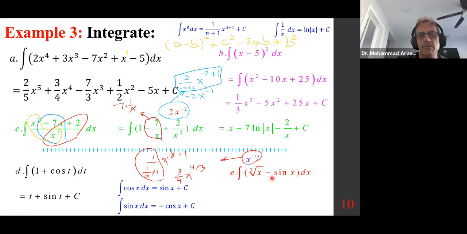Minus sine x. The integral of sine is negative cosine. So this becomes a positive cosine and a constant. So this one, you keep it like that or you change it to this format. This is all basic algebra. Plus cosine and a constant.